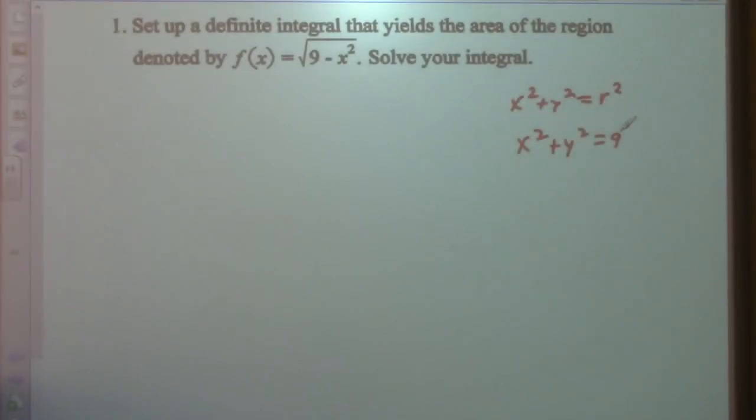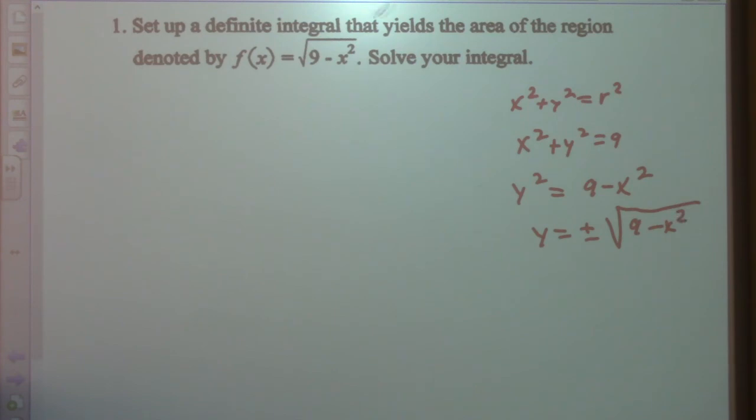It's going to make a half a circle. The basic circle equation is x squared plus y squared equals r squared. And if r is 3, we get x squared plus y squared equals 9. And so we get y squared equals 9 minus x squared, so y is going to be equal to plus or minus the square root of 9 minus x squared.